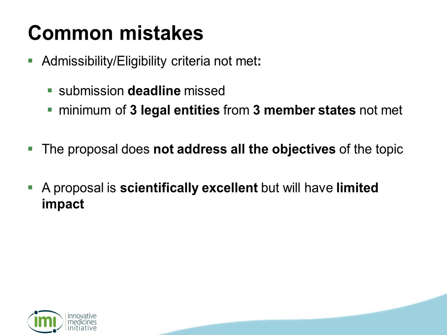One which people do occasionally miss out on, because this is new under Horizon 2020, is that each proposal has to have a minimum of 3 legal entities from 3 member states.